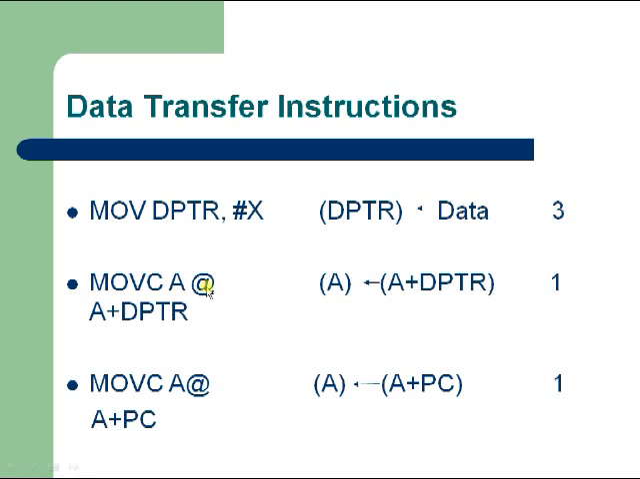MOVC A, @A+DPTR. Here the value present in DPTR along with the contents of A gets added, and that value is considered as an address because it is preceded with the @ symbol. The value present at this address will be copied into the accumulator register. And MOVC A, @A+PC is similar to this instruction, the only difference being that the contents of PC get added with A, and the value at that address gets copied into A.